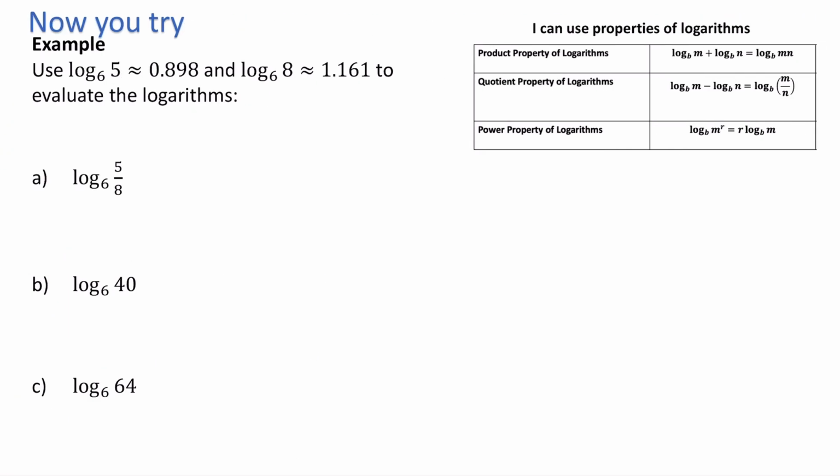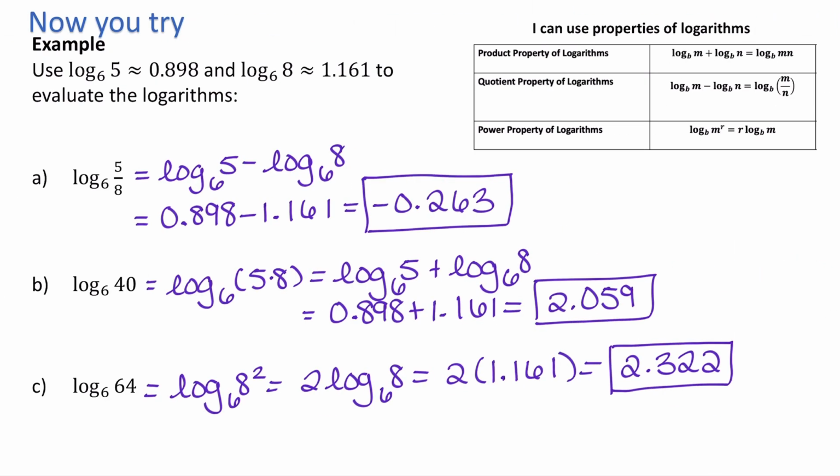So now you can pause the video and try evaluating these logs on your own. So for 5 over 8, we're going to use the quotient property. So we subtract those two values and get negative 0.263. The log base 6 of 40 we can rewrite as 5 times 8, so we can use the product property to add those two logarithm values together. The log base 6 of 64 is basically the same as the log base 6 of 8 squared, so we can bring that 2 down in front and then multiply by the log base 6 of 8. And that gives us 2.322.